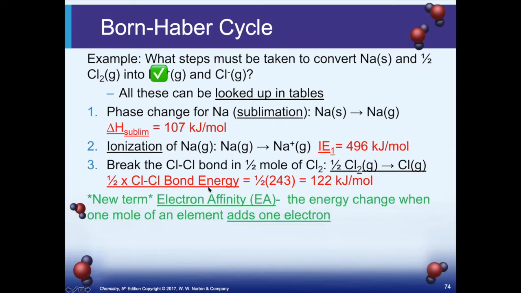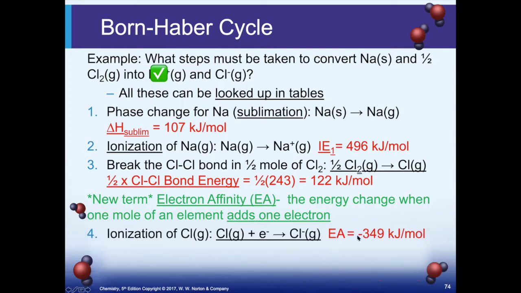So that is what we call the electron affinity. And this is a new term. It's not a new concept, but it's a new term. The electron affinity is defined as the energy change when 1 mole of the substance adds 1 electron. So what's that energy change when that happens? Well, when you take 1 mole of chlorine atoms and you add 1 mole of electrons to give you 1 mole of chloride ions, that's actually an energetically favorable process.